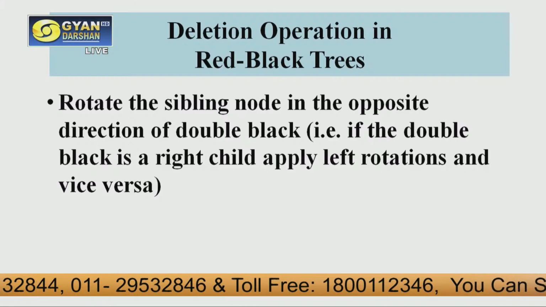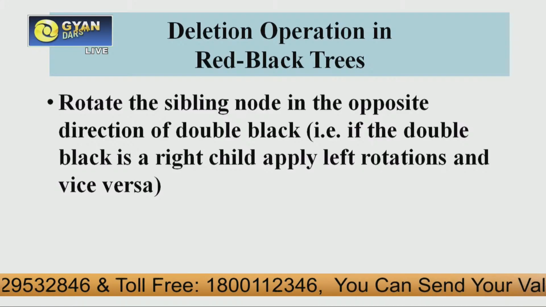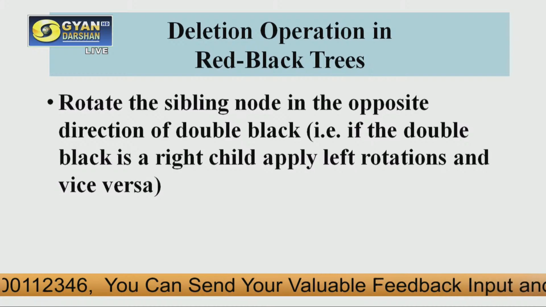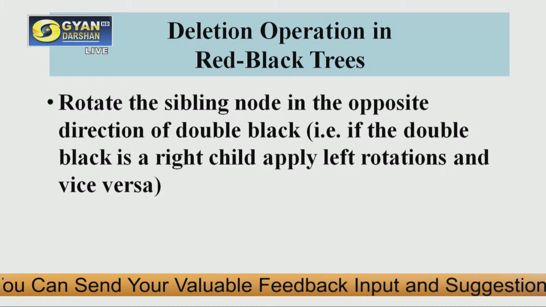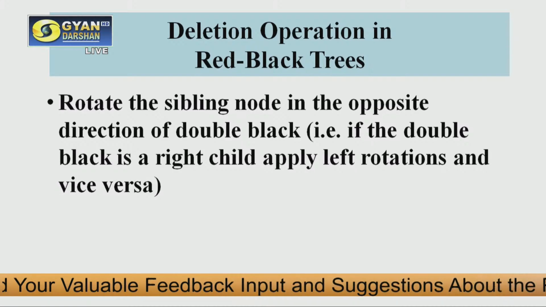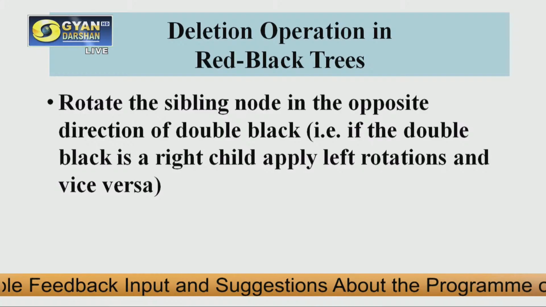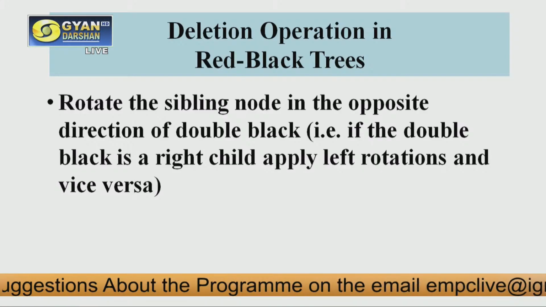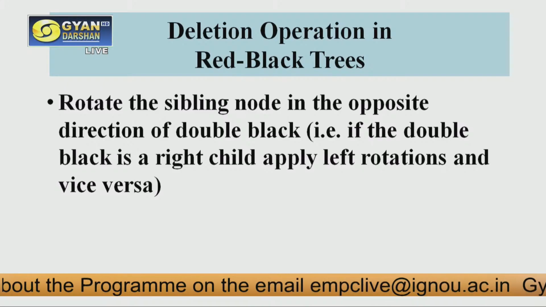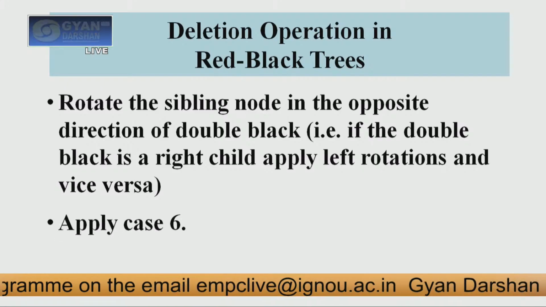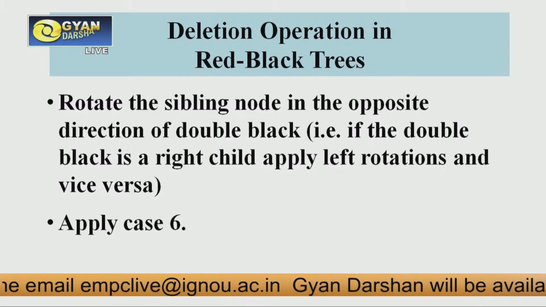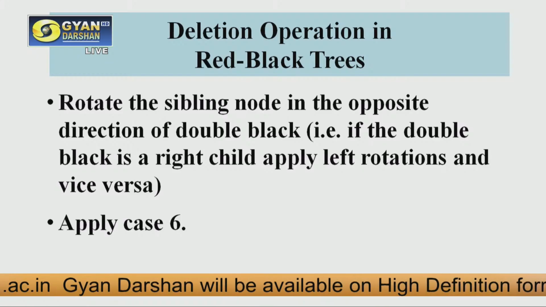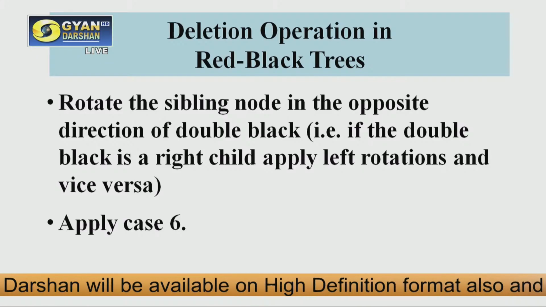If the double black is a right child, apply left rotation, and if the double black is a left child, then you apply right rotation. So we perform the rotation as per the situation and thereafter we apply case 6 in this situation. And what is case 6?